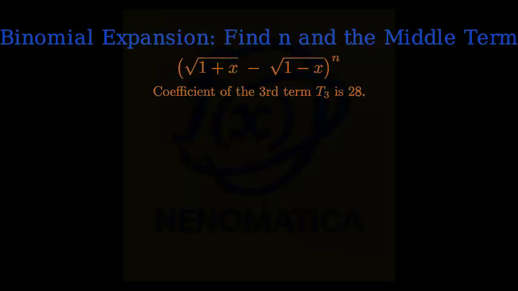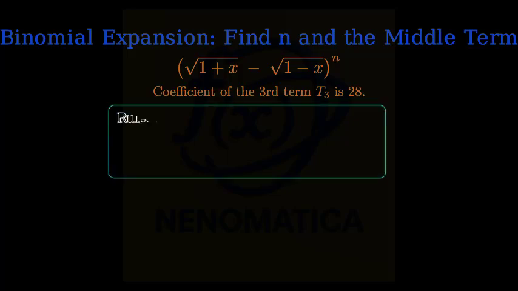In this lesson, we will solve a binomial expansion problem step by step. Consider the expression square root of 1 plus x minus square root of 1 minus x, all raised to the power n. We are told the coefficient of the third term is 28. We will find n, the total number of terms, the middle term, and write the fifth term explicitly.